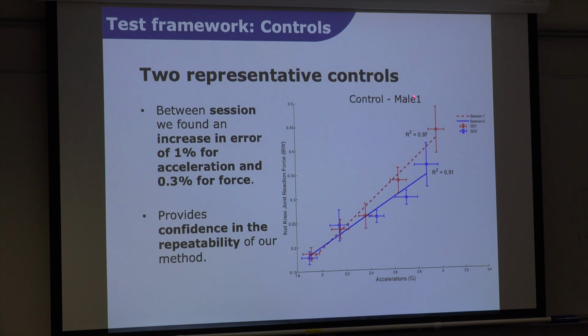This is the control male with the same accelerations in G on the X, net knee reaction force in body weight on the Y, session 1 in red dash, and session 2 in blue solid with the standard deviations in the respective colours. When we compared each person's sessions, we found that there was only an increase in error of 1% for acceleration and 0.3% for the force. This basically provides us with the confidence in the repeatability of our method and taking this forward to the total knee replacement patients.